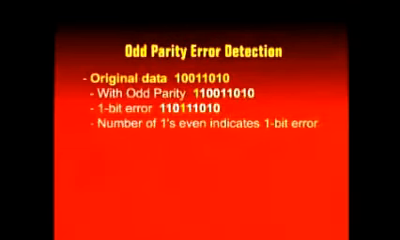Now let's suppose this 9-bit information is stored or transmitted to a remote location, and at the remote location the message has changed to 1101 11010. The most significant bit is the parity bit. How many ones do we have in the message? 6. Since we are using the odd parity scheme, the total number of ones in the message should have been odd. So this indicates a single bit error.